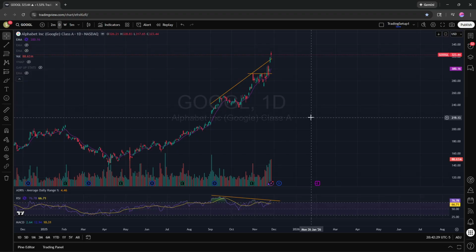Okay, so that was Google from this morning, day 3 gap fade, and had some nice resolution there out of the open.